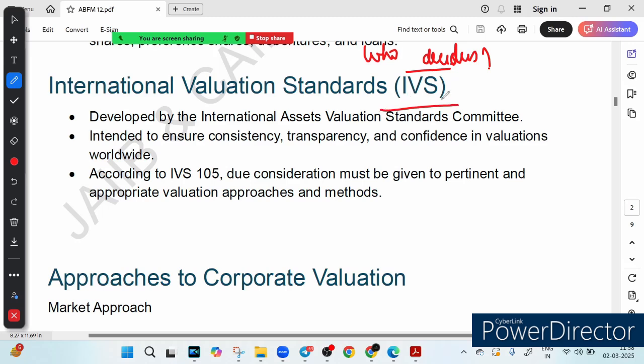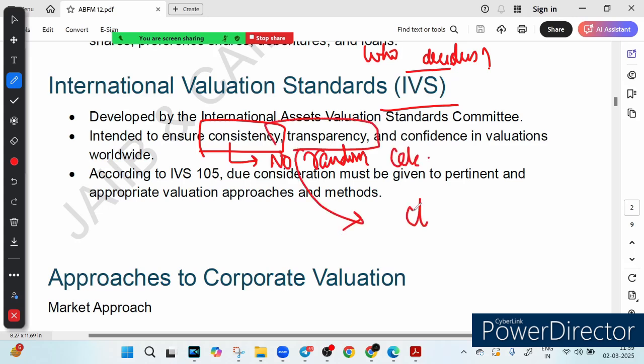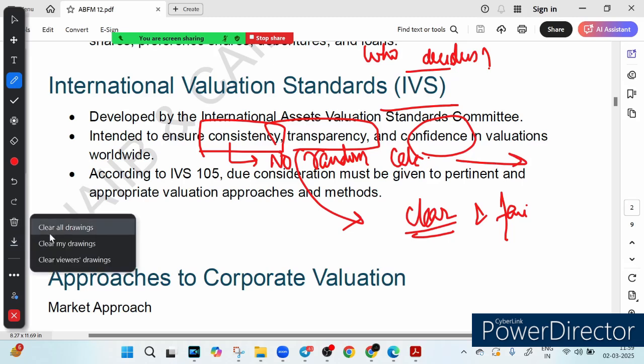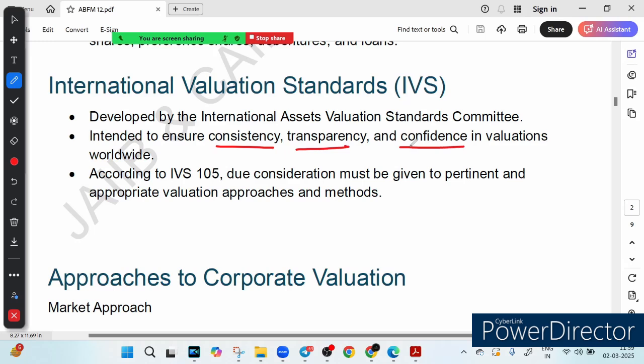These global rules ensure that valuations are consistent. The first point, consistent, means no random calculation. Then transparent. Transparent means that everything is clear and fair. The third point is confidence, or trustworthy, which means investors and stakeholders can rely on the number. So these are the three important conditions: consistency, transparency, and trustworthiness. Again, consistency means no random calculation, transparency means everything is clear and fair, and confidence means investors and stakeholders can rely on the number.